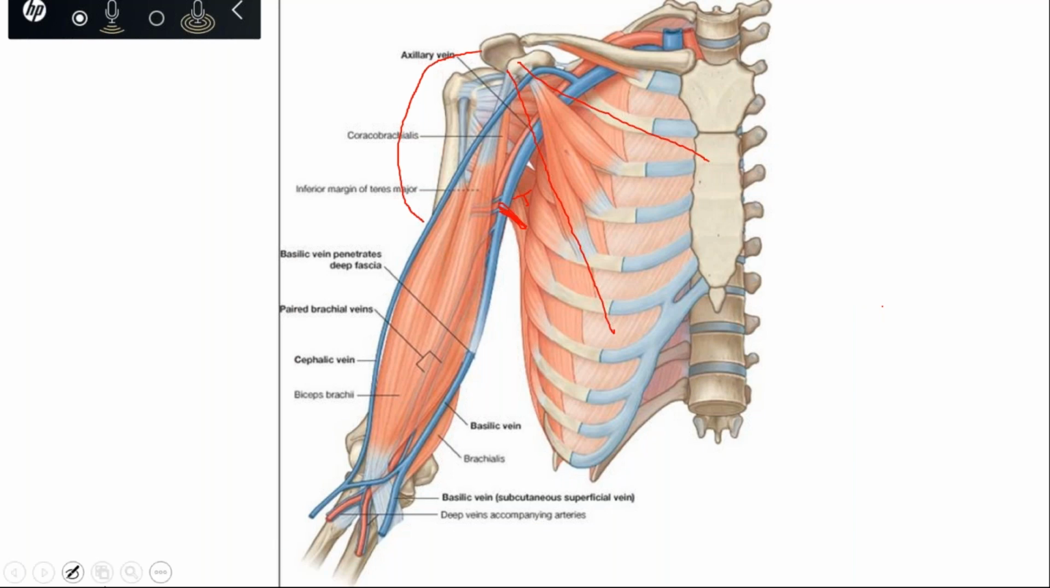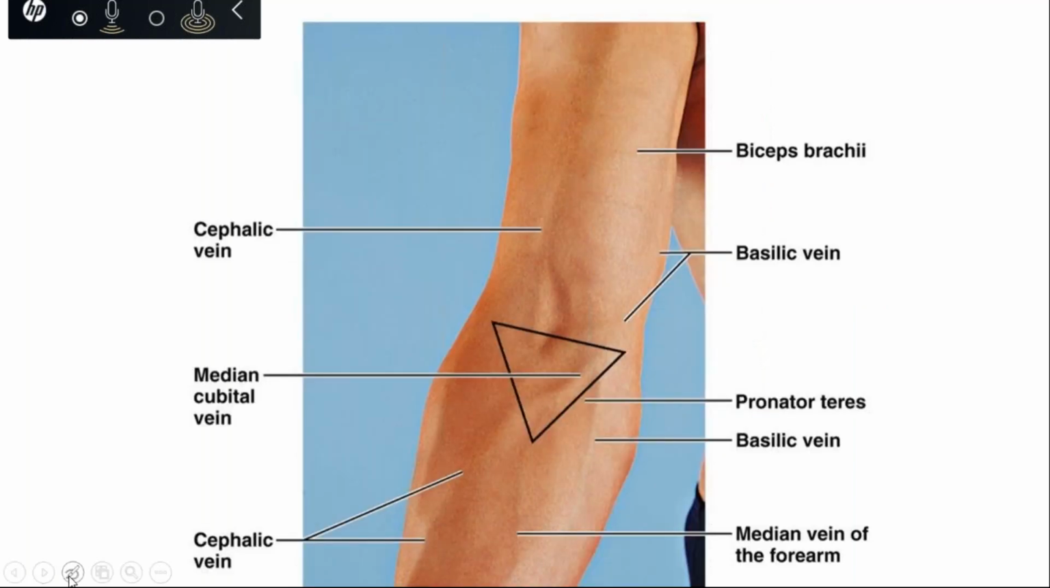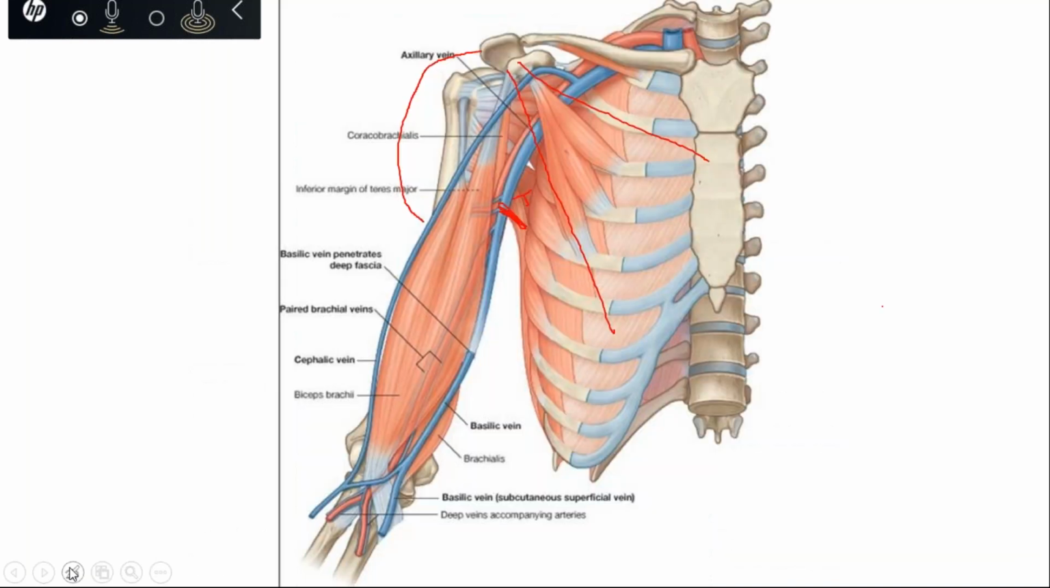Okay, so once again, the basilic vein starts in the medial side. Near the elbow, it is joined by the median cubital vein. It then ascends and pierces through the deep fascia and continues beyond the teres major muscle.